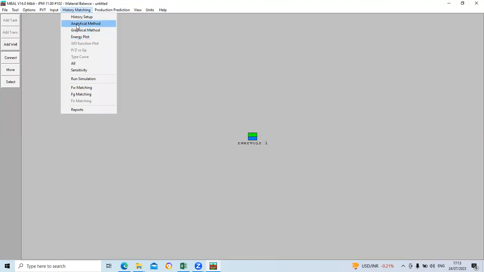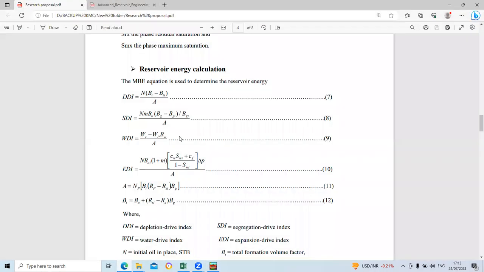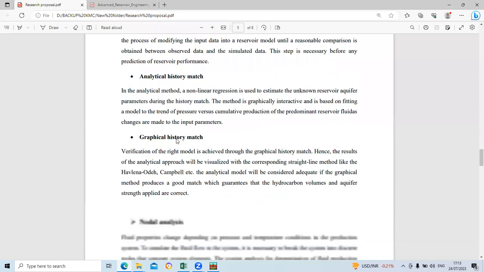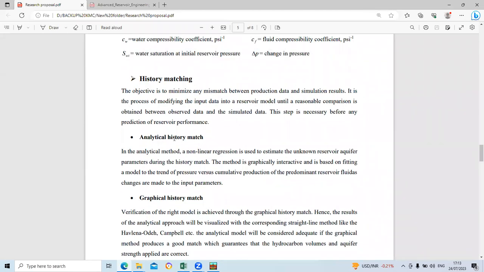So under history matching, we have our energy plot. Then we have talked about analytical method and graphical method. So we have a little bit of history here before we can go to our MBAL to do the analysis. Now, within the reservoir, there are certain parameters that you carry out and you are so sure of them. So we can always recall that some of these parameters will always come with uncertainty.